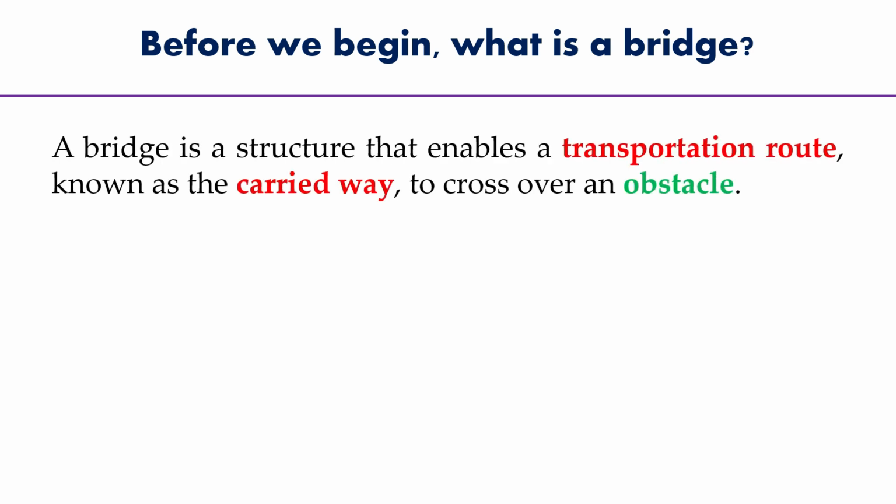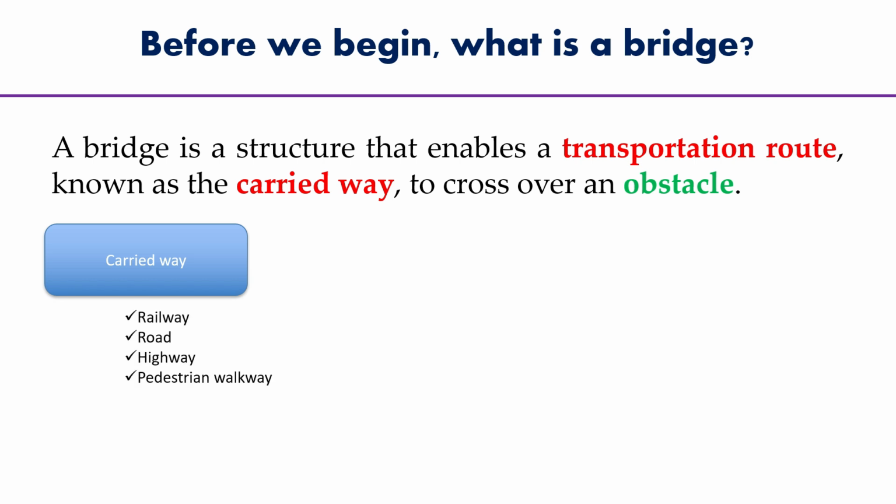A bridge is a structure that enables a transportation route, which we call the carried way, to cross over an obstacle. Now, what do we mean by carried way? This can be a railway, a road, a highway, or a pedestrian walkway. In other words, any road that needs to be supported over an obstacle. And what types of obstacles are we talking about? Obstacles can be artificial, for example, another road or a railway line, or they can be natural, such as rivers, valleys, or challenging ground conditions.